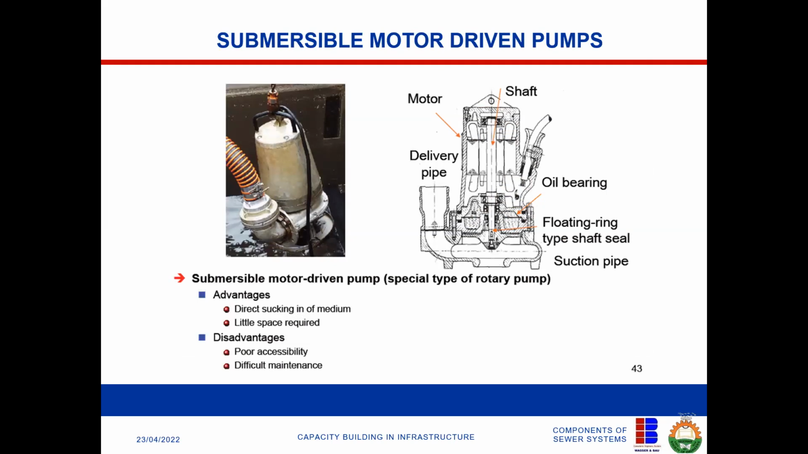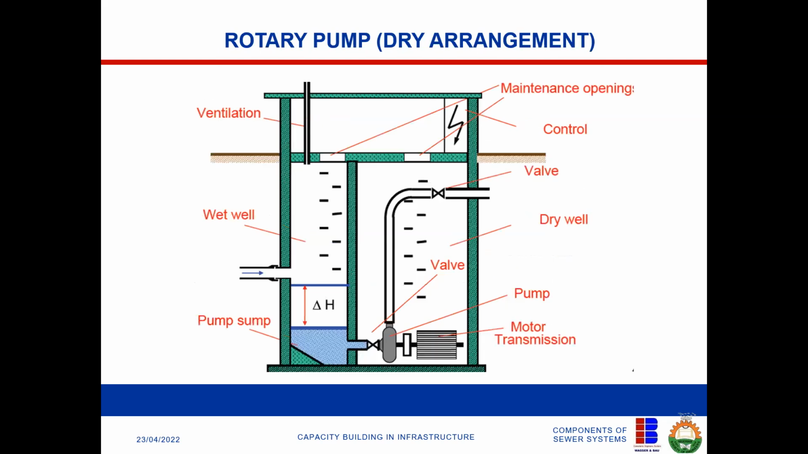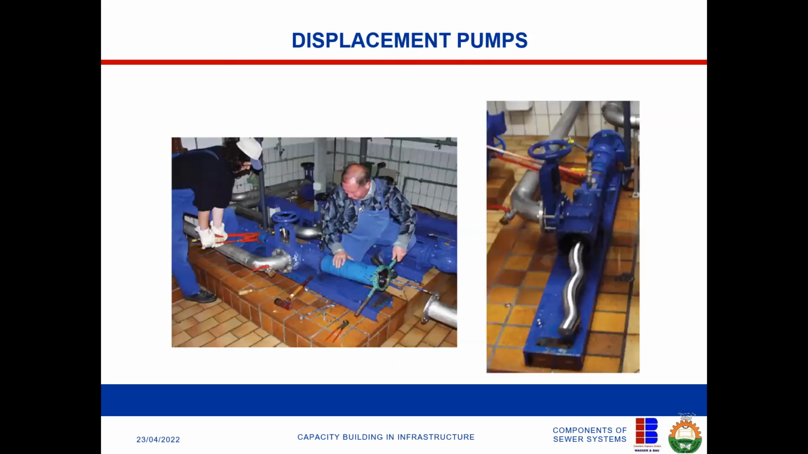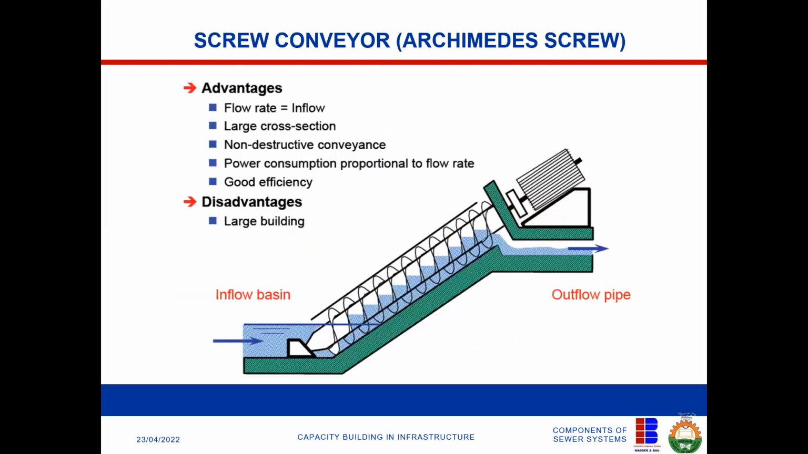Everything here is submersible anyway. This is a submersible sewage pump. The motors are protected with a sealed membrane. Displacement pump. This is what the Archimedes screw is. This is the one I call the Archimedes screw.